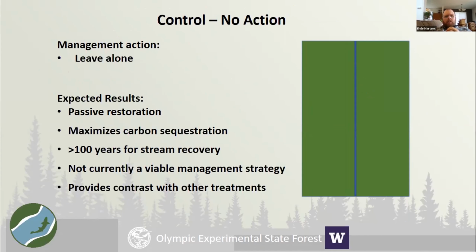Finally, we have our no action control. So basically these watersheds, we're just going to leave alone and just do some monitoring in there. This is another example of passive restoration. We do admit this will maximize carbon sequestration, but once again, we won't expect stream habitat to improve for another 100 years. We should also mention this is not currently a viable management strategy due to the DNR's trust mandate, but it also provides contrast with our other treatments.